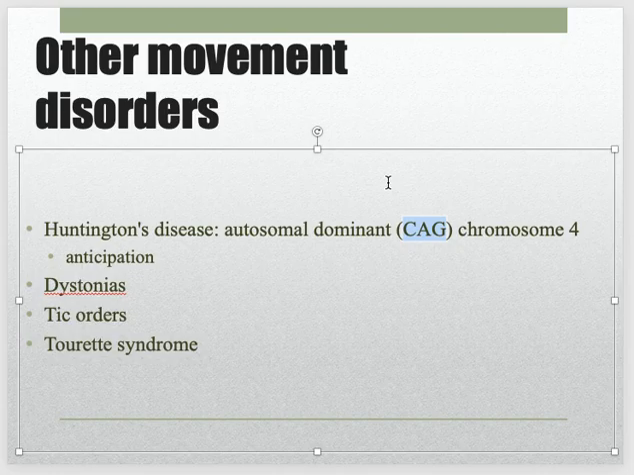We can just give supportive treatment. If there is depression, you will give antidepressants. If there are sleep problems, you will give sleep medications. If there is psychosis, you can give antipsychotic medications. We can use benzodiazepines or neuroleptic drugs for chorea, and for dystonias, we can give botulinum toxin. But there is no treatment for this condition. And most of the people who have Huntington disease ultimately die. Okay, so that's a very bad type of condition.